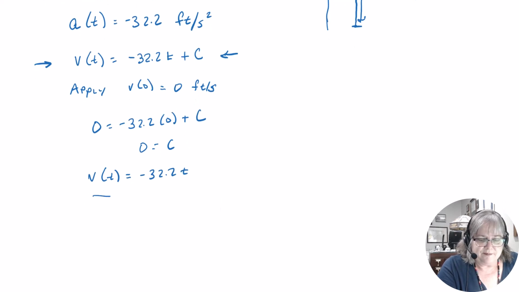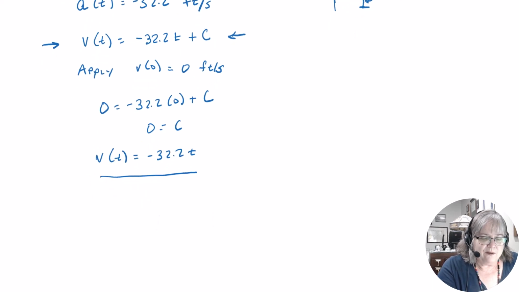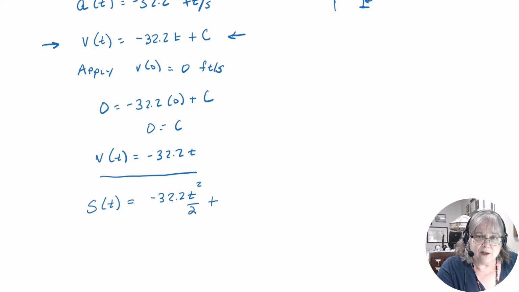And that's it for that part, right? Now, what they want to know is actually what the position function would look like. So I'm going to do the antiderivative again. So s, which is the position, or the distance in this case, you would have your minus 32.2 t. You would add 1 to the power, divide by the new power. Okay, plus we already used c, so we're going to have d.